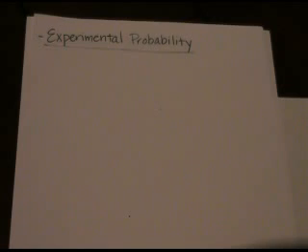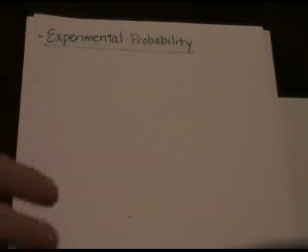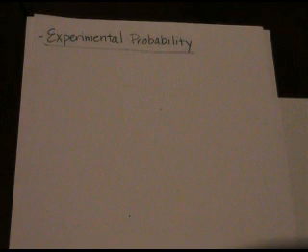Experimental probability is just how it sounds. It's the probability of something happening based off of an experiment. Experimental probability is where you say, this is what I expect to happen because this is what happened before.